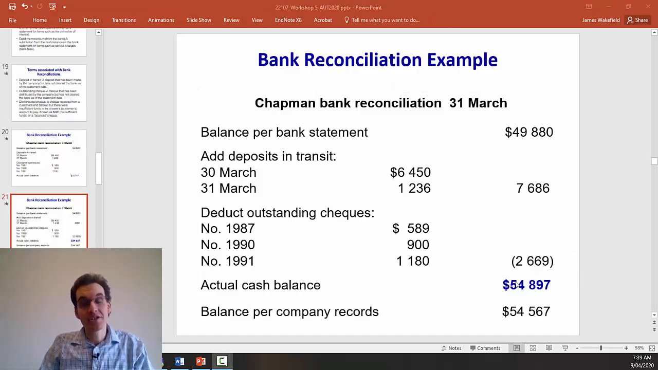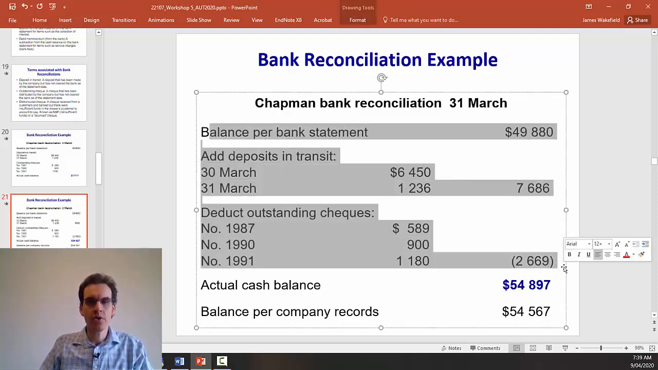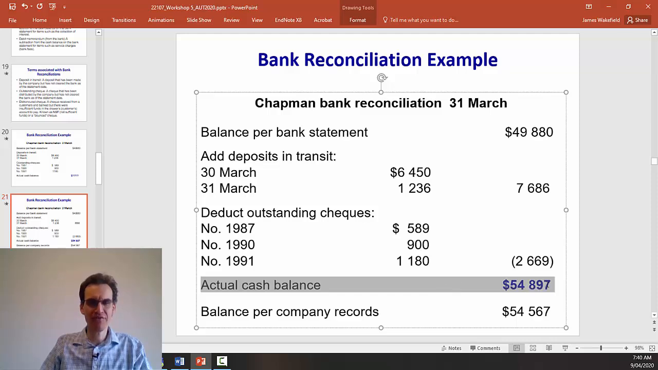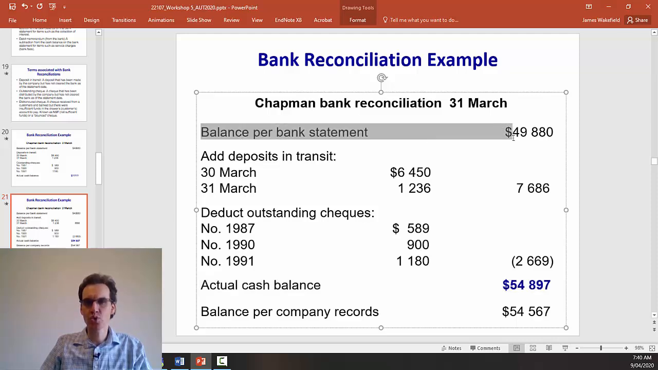Right, now, hopefully you've done that. So if we look at all that information, this is the information you were looking at before. We looked at what was in the bank statement at 31 March, $49,880. We added in the deposits we expect to be included in our accounts, that is, increase our account. We deduct the outstanding checks, which we expect customers to cash in the near future. And we end up with an actual cash balance of $54,897.